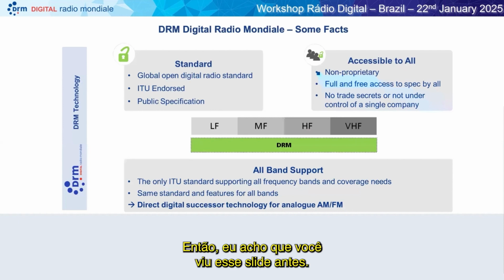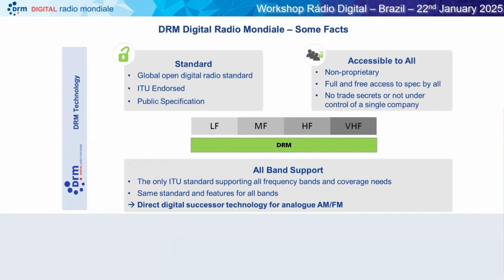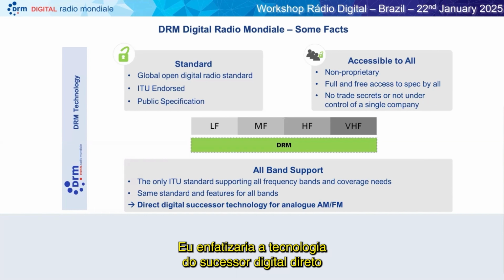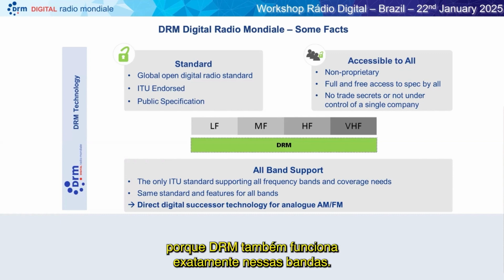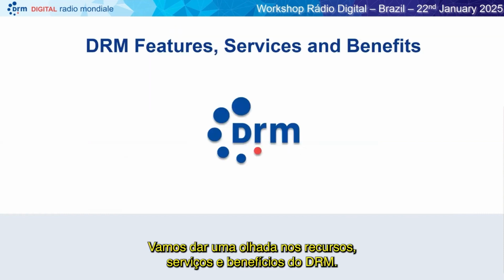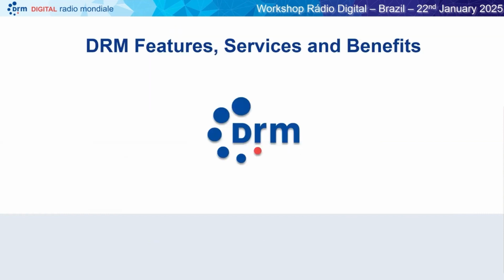So I think you saw this slide before. It's quite an important slide because it has a lot of information in an overview. I would emphasize the direct digital successor technology for analog AM and FM, because DRM is exactly also working in those bands. So let's have a look at the DRM features, services, and benefits.